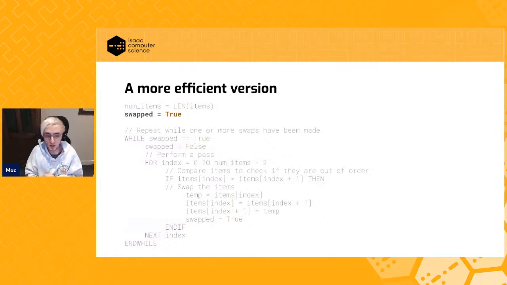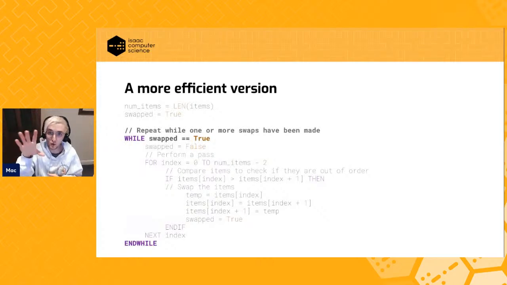So we're going to start by setting it to true. And then we're going to use a while loop this time. Instead of the outer for loop that we had before, which controlled the passes, we're now just going to do a while loop that will keep going while swapped is true. So while we're still making swaps, the while loop is going to keep going.